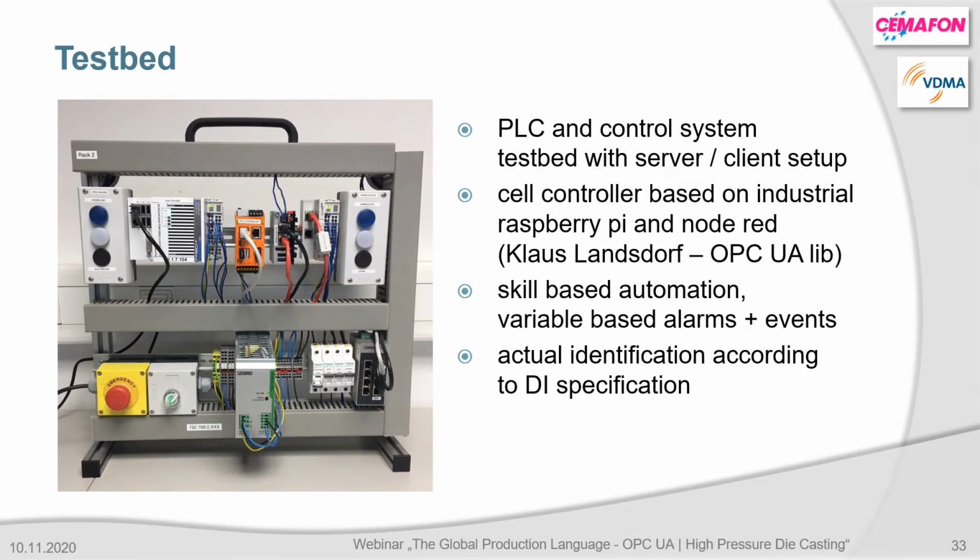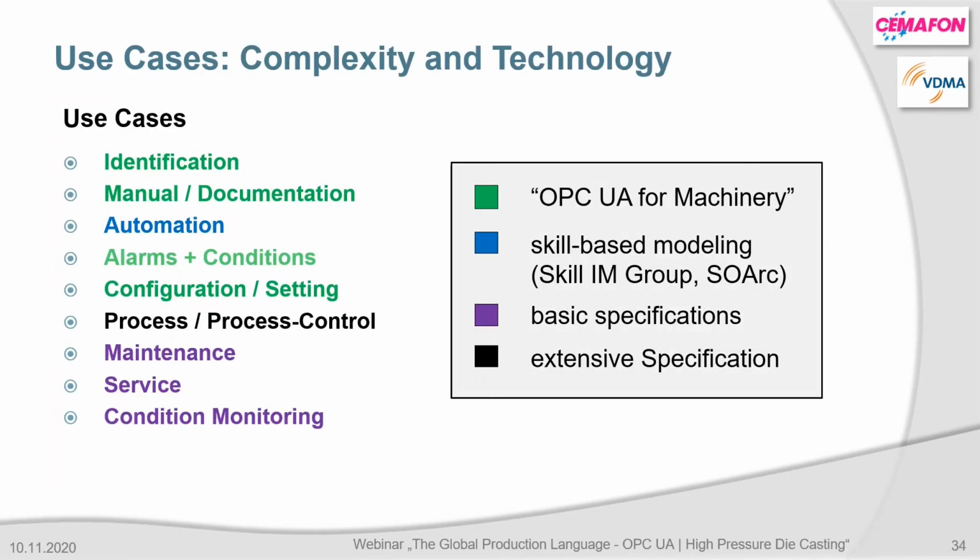We already have a test bed. PLC and control systems are inside of this test bed, and with it we can make an automation and OPC UA test for a high pressure die casting cell.